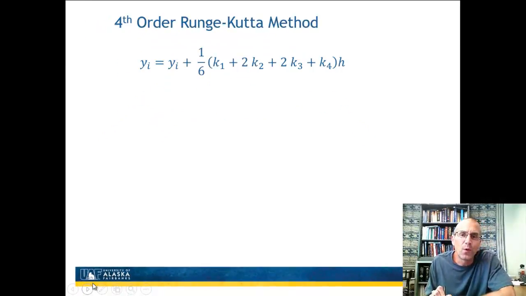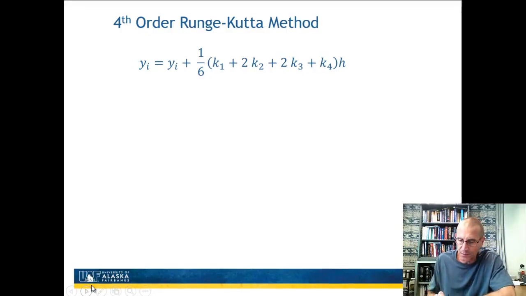So I want to focus on the fourth order Runge-Kutta method. It turns out the first and second order methods are really just like the Euler method and Heun's method. Fourth order is a pretty common one that you run into. It does a pretty good job. So let's go ahead and look at what its implementation is.